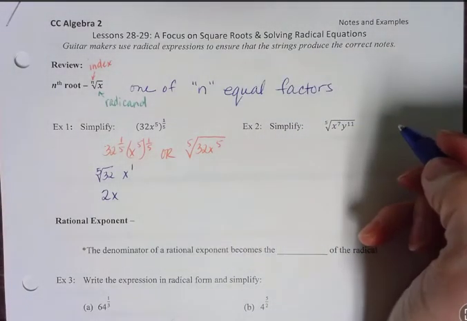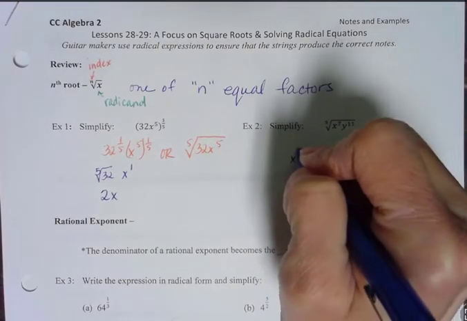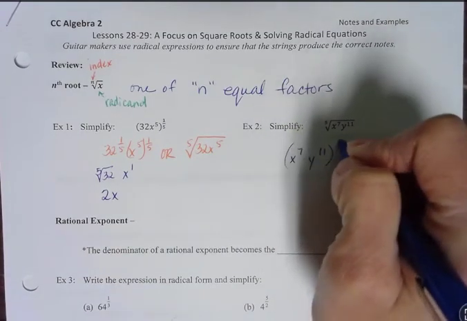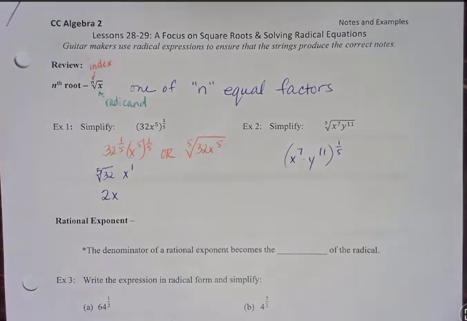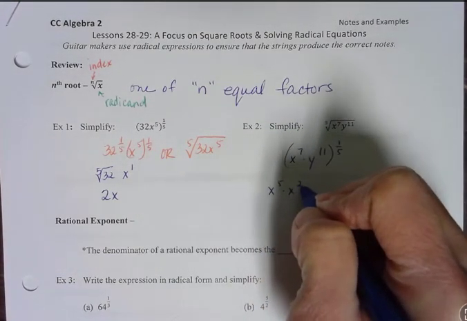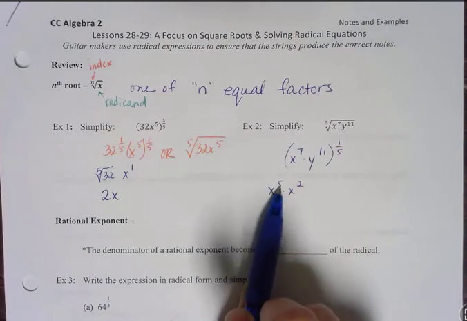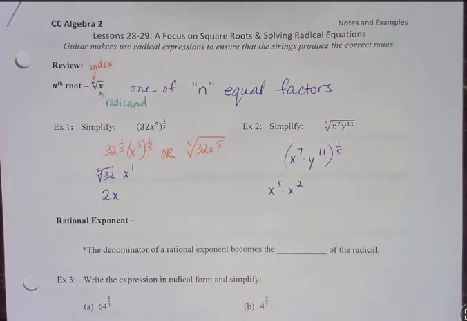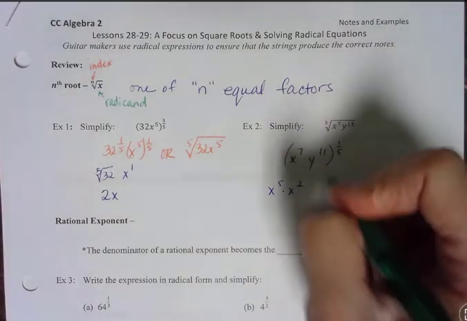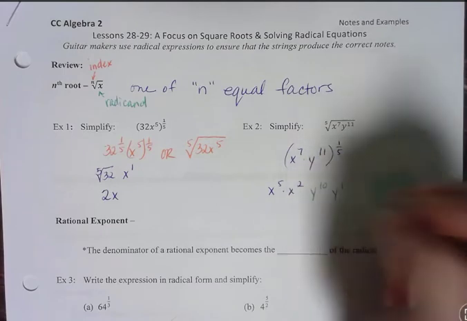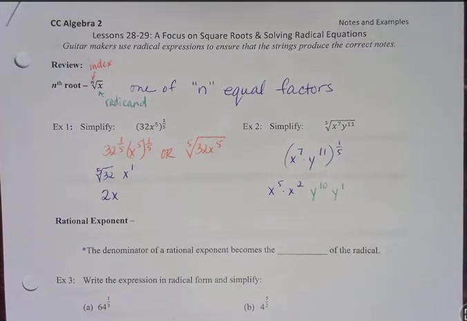Last year in geometry, you talked about rewriting them as fractional powers, so that you would write x to the 5 times x to the 2. Remember, the exponent rules say that when you're multiplying, you're really adding the exponents, so that's why we're allowed to do that. And then you can take y to the 10 and y to the 1. So you want to just make sure that they are factors of 5.